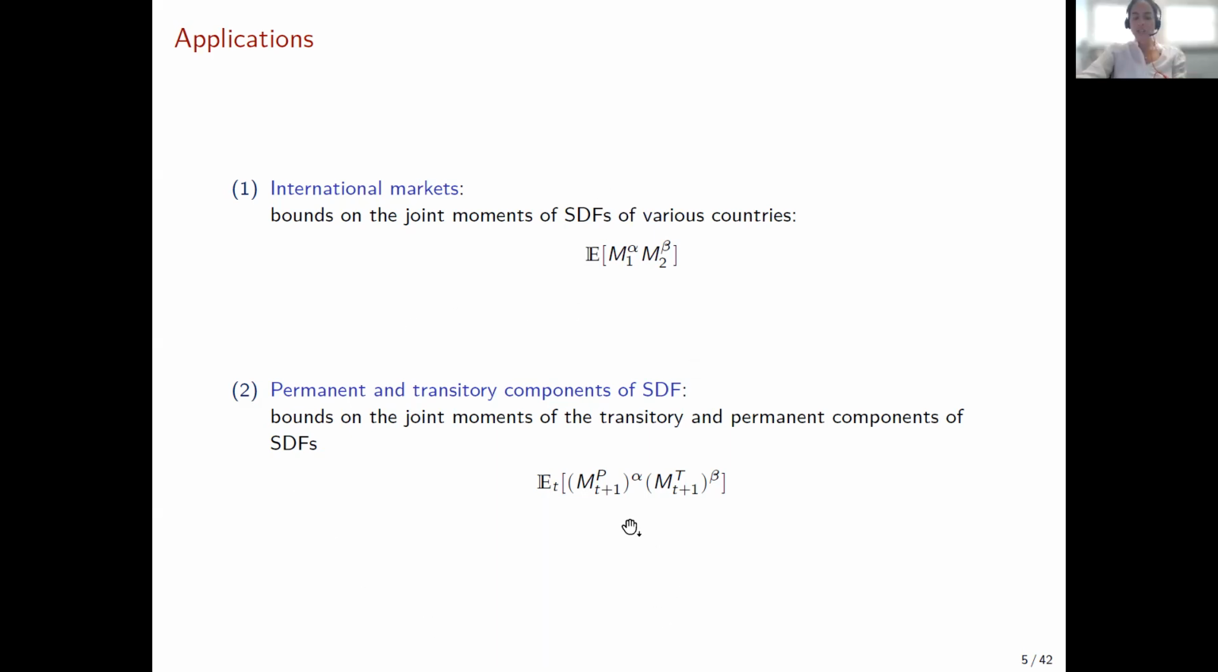A second application we have in the paper is the joint distribution between permanent and transitory components. As you probably know from the famous Alvarez-Jermann paper, we can always decompose a stochastic discount factor into two components, a permanent and a transitory component. And what we do in this paper is that we also provide restrictions on the joint distribution between the permanent and transitory components. If you tell me you have never cared in the past 20 years about permanent and transitory components, and you will never care about that, that's fine. I will show you that there are economic applications where this is actually an important quantity that we should care about.